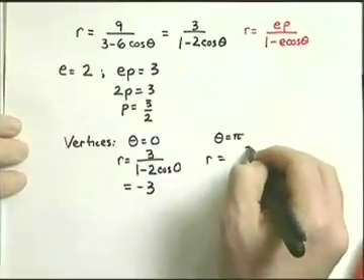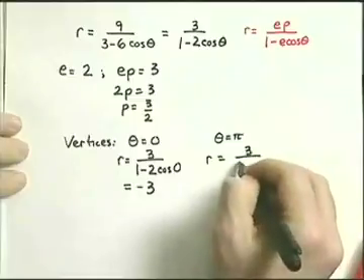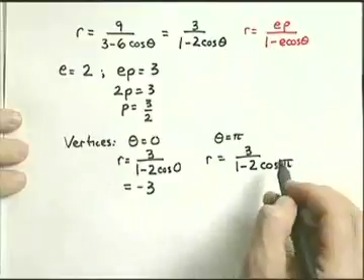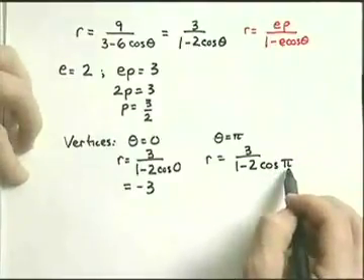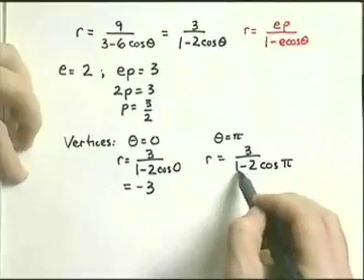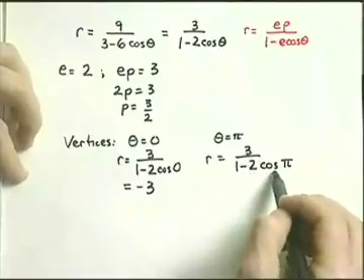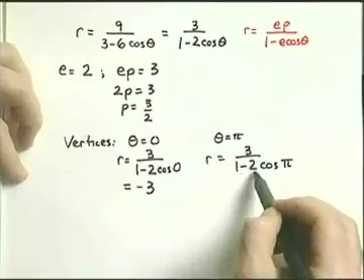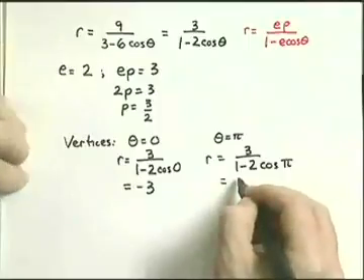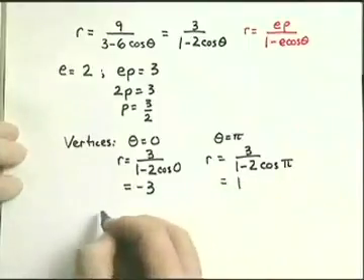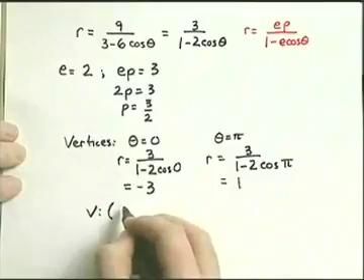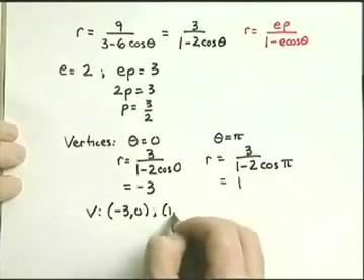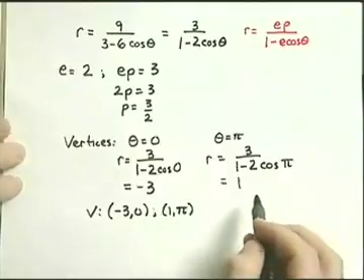Now, when theta is equal to pi, I have that r equals 3 divided by 1 minus 2 times the cosine of pi. The cosine of pi is negative 1, so I have 3 divided by 1 minus 2 times negative 1. Negative 2 times negative 1 is plus 2, so I have 3 divided by 1 plus 2, 3 over 3, or just 1. What that means is that my vertices are located at negative 3, 0, and at 1, pi.